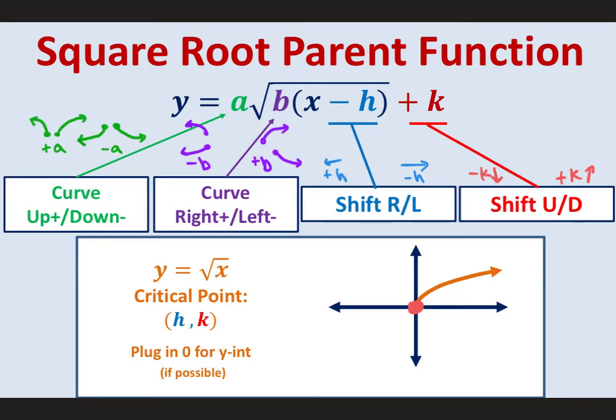If you can find a y-intercept, go for it, if you want. It is not required. This is an optional one. Square or quadratic and cubic, those were required. This one is kind of optional here. But yeah, that's our graph. It's just going to kind of be half of a sideways parabola.